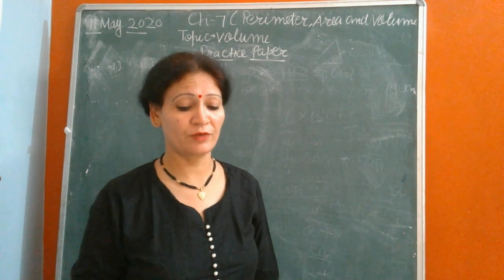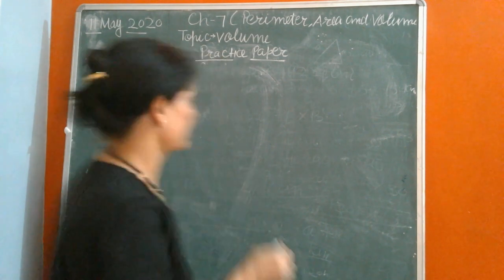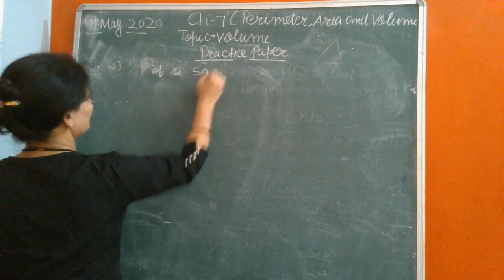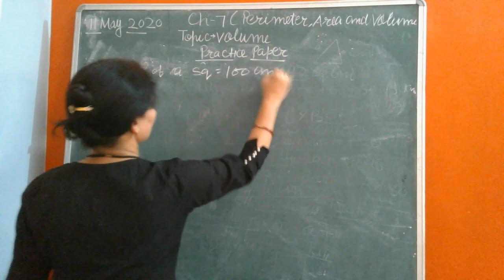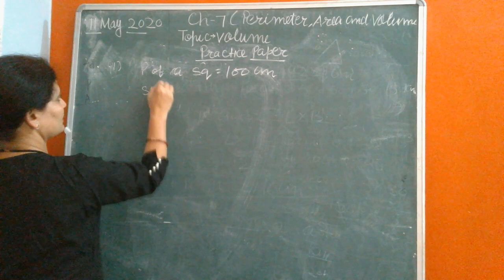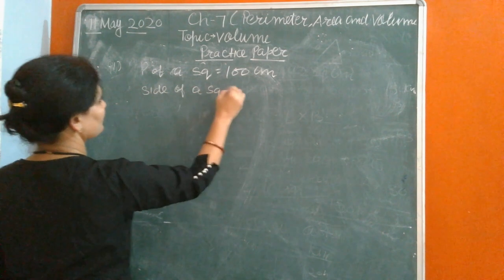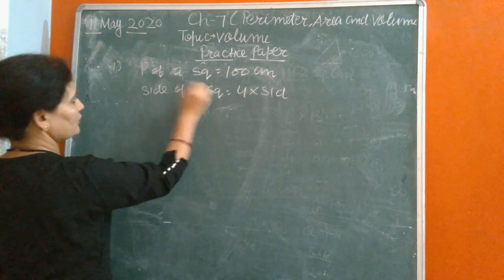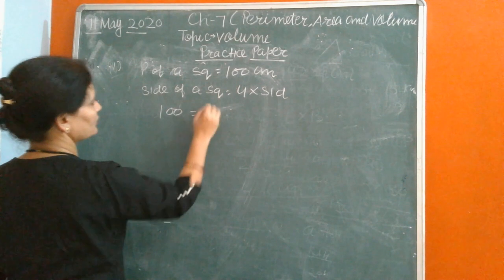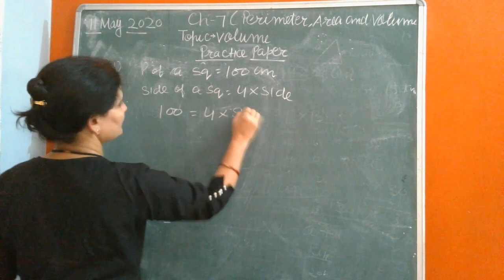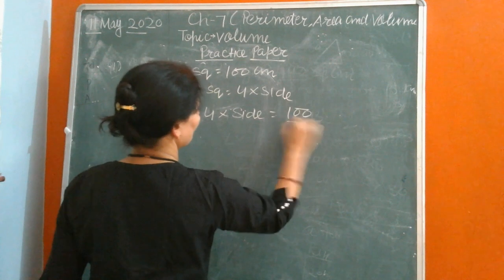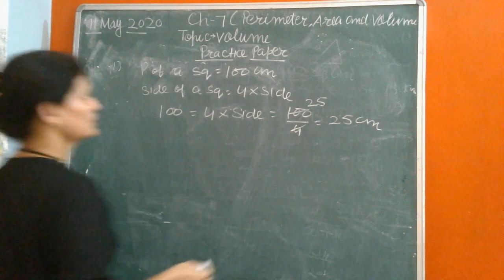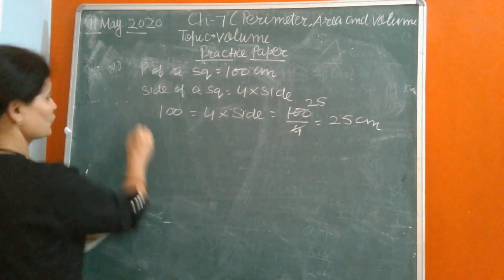Question 1 is the area of a square field having a perimeter of 100 cm. Perimeter of a square is equal to 4 into side. The perimeter of the square is given, so 100 equals 4 into side. Side equals 100 upon 4, which is 25. 25 centimeter is the side of the square.